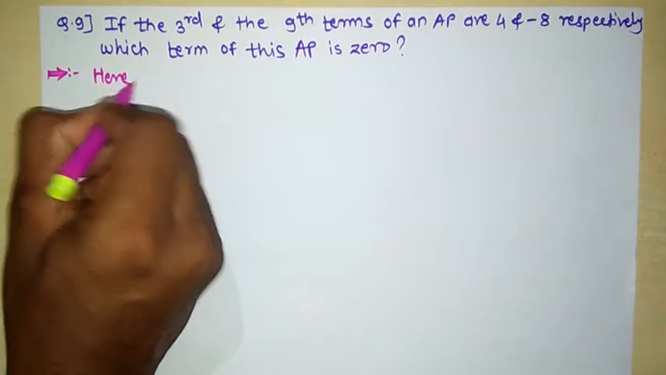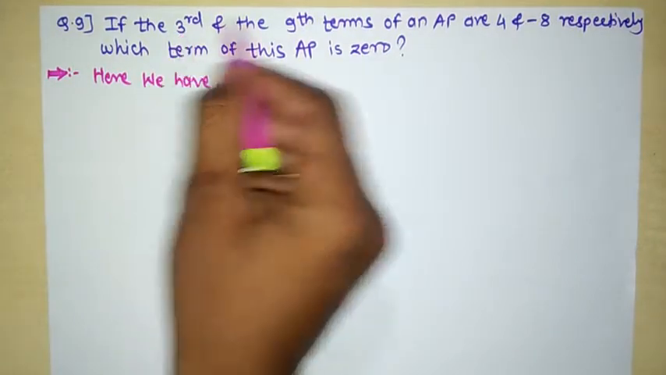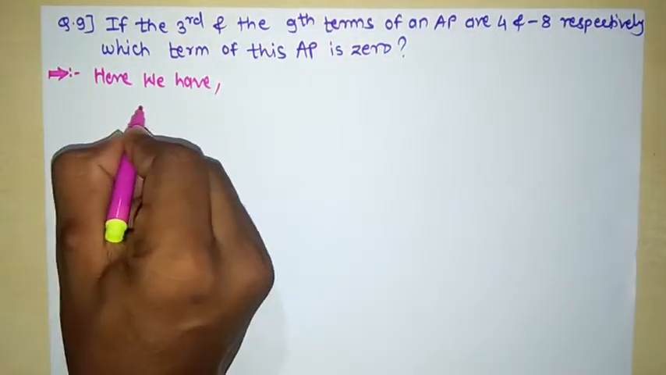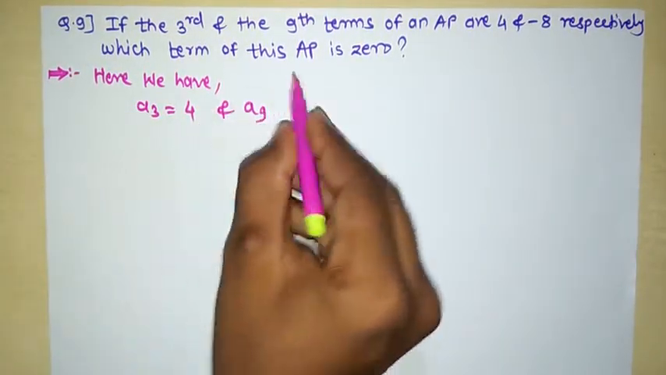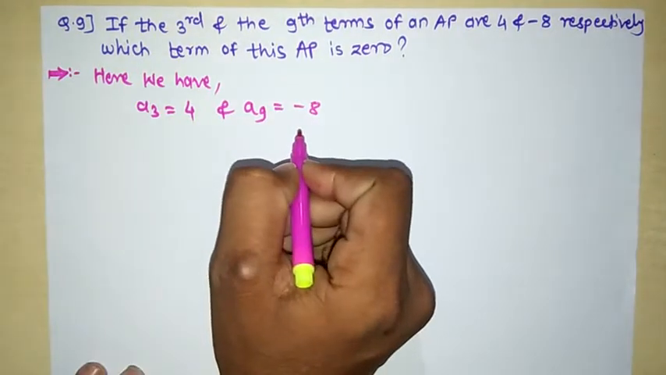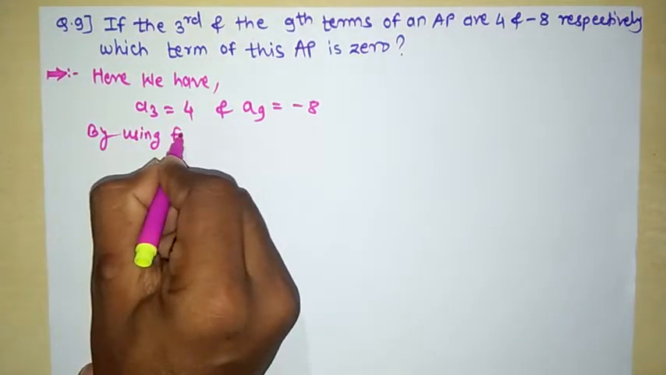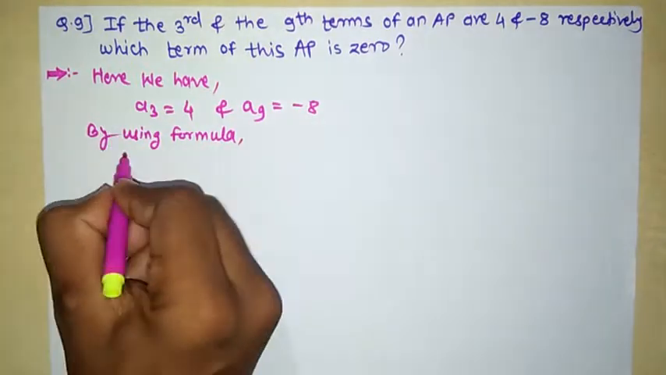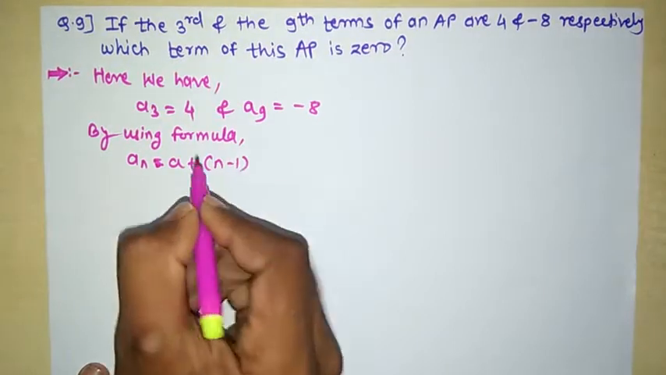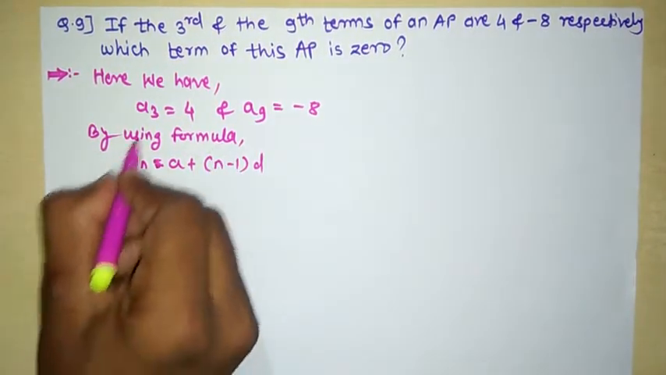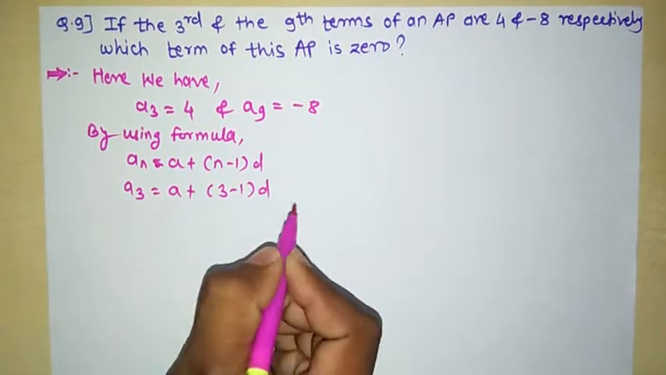Here, what is given? The third term and ninth term are 4 and minus 8 respectively. Third term, a3, is equal to 4, and ninth term, a9, is equal to minus 8. It is given. By using the formula an is equal to a plus n minus 1 into d, now we will write the formula for the third term. a3 is equal to a plus 3 minus 1 into d.